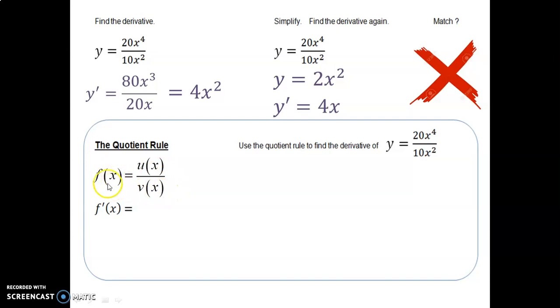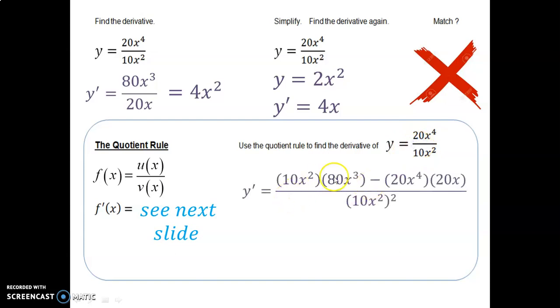It's how we deal with functions when we have a function on top and bottom, and what is the derivative. Again, we'll see the full rule on the next slide. Right now, let me show you how it works with the example we were just looking at. So the quotient rule works like this. You take the bottom function times the derivative of the top one, minus the top function times the derivative of the bottom one, all divided by the bottom function squared.